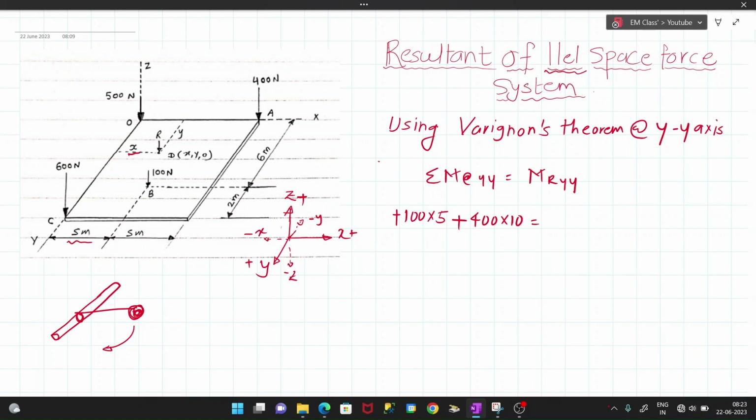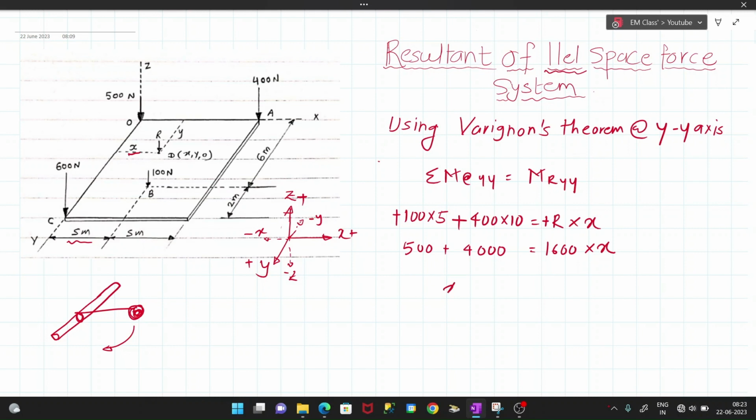Is there anything remaining in this? No. So what is this? R into the distance of R along the x-axis, here we are taking x. As it is also going downward, it is plus here also. So that is 500 plus 4000 total, divided by R, which is 1600, into x.